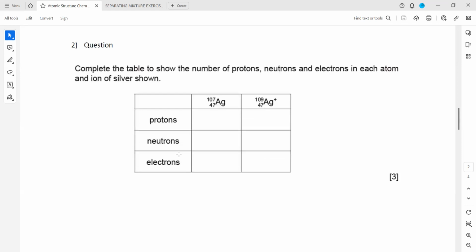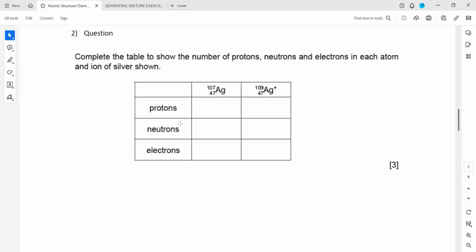The next question, complete the table to show the number of protons, neutrons, and electrons in an atom and an ion of silver. So first the proton number, this is representing a proton number 47. Here also proton number 47. How to get the neutron number? You have to take the difference: the nucleon number minus the proton number will give the number of neutrons. So it will be 107 minus 47, which is equal to 60. And here 109 minus 47, so that's equal to 62.